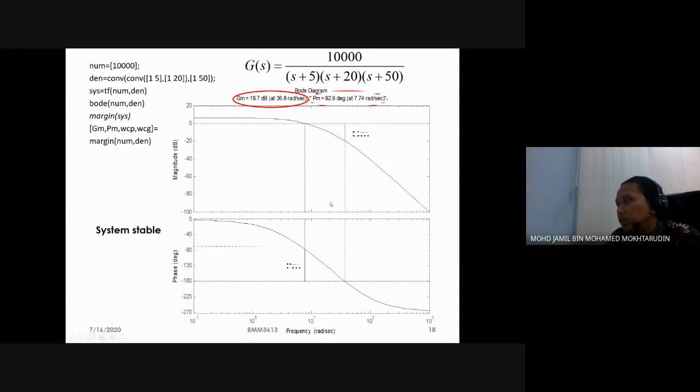And then the next one is you need to determine the phase margin. So first determine the phase margin frequency. The phase margin frequency is the frequency at 0 decibel here. And the phase margin is the phase difference of negative 180 minus the phase at the phase margin frequency. So you get around 92.9 degrees at frequency 7.74.